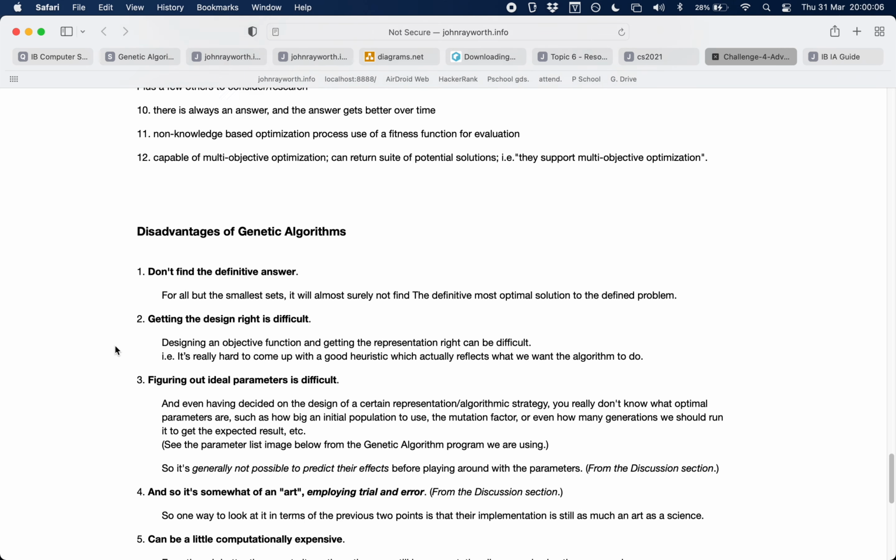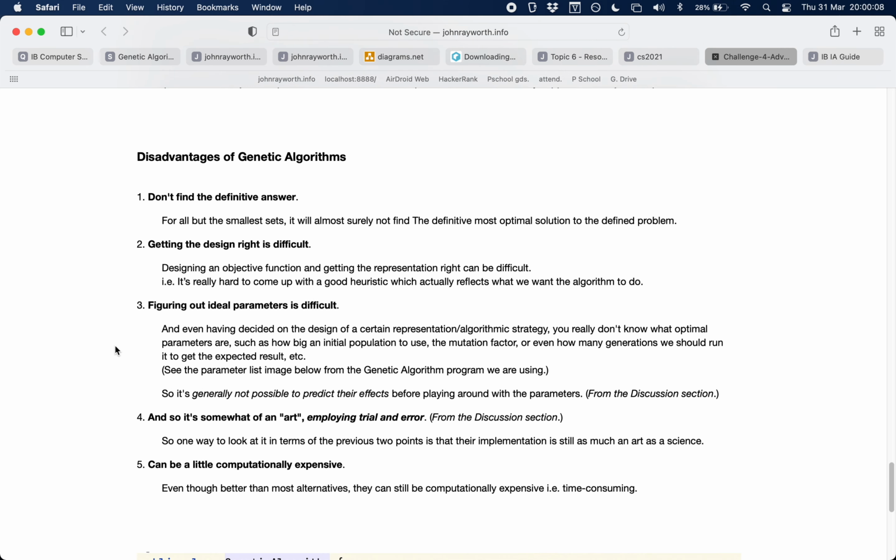And then the disadvantages. They don't find the definitive answer. The only thing that finds the definitive answer usually is brute force, but again, we just can't do brute force in some problem cases. So it's worth noting that we are not finding the definitive answer.